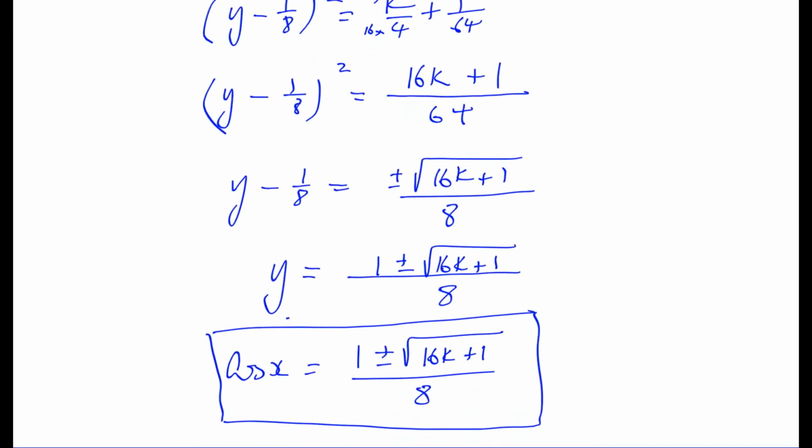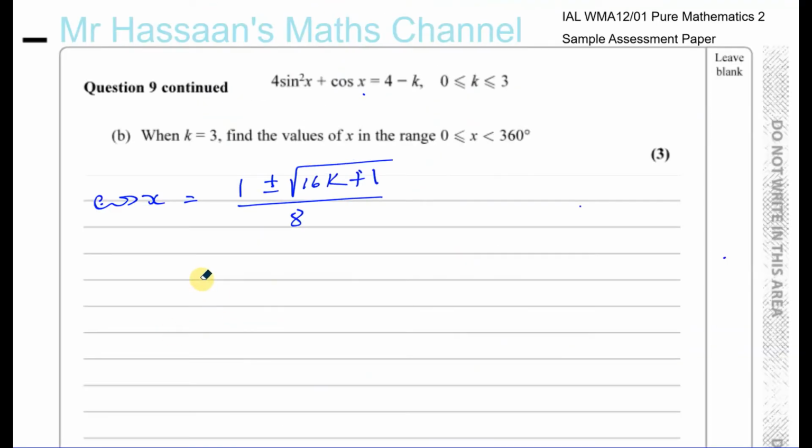Okay, so next is part b. It says when k equals 3, find the values of x in the range 0 to 360. Now this was the original equation.